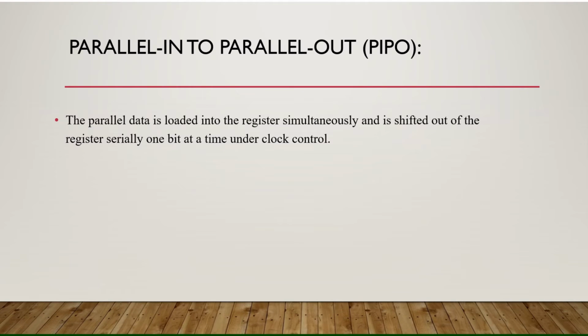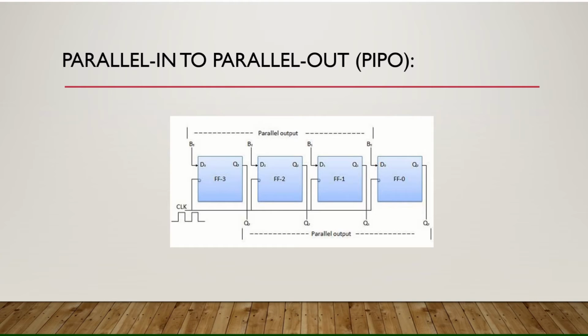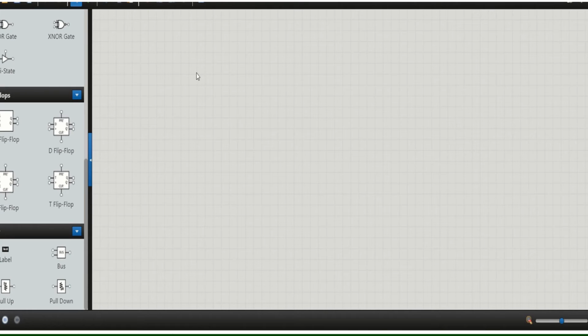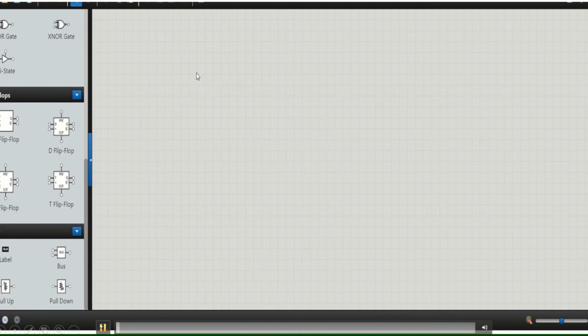Next, we are going to see parallel in, parallel out. The parallel data is loaded into the register simultaneously and is shifted out of the register serially, one bit at a time under clock control. Next, here's the diagram for the parallel in and parallel out. Next, we'll see the simulation for parallel in and parallel out.